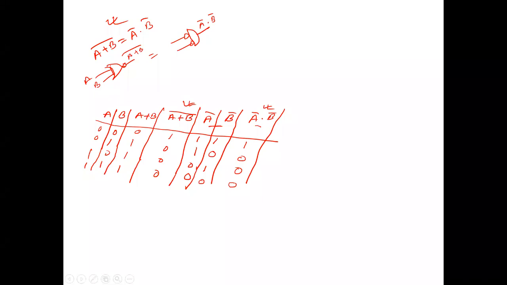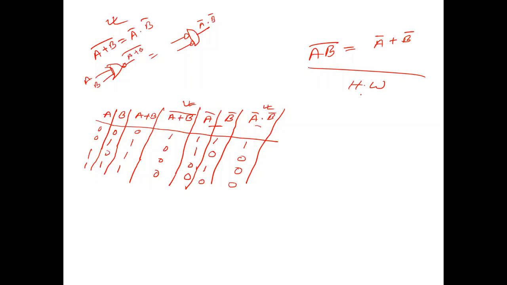Deva? Yes, sir. Okay, so now your second assignment: (A B) bar is equal to, break the bar, change the sign, so A bar plus B bar. This is your homework. Okay, clear?